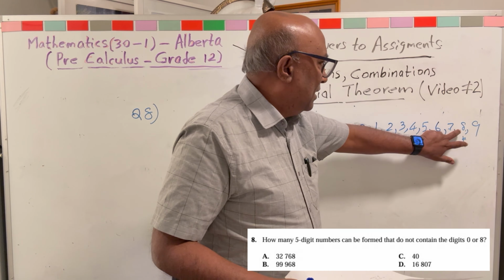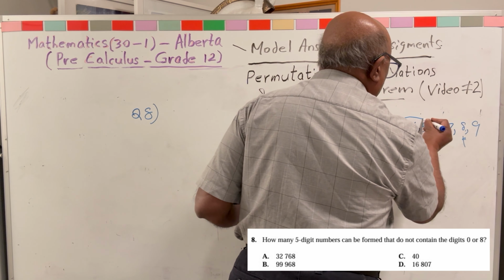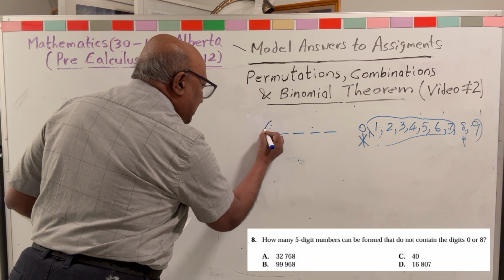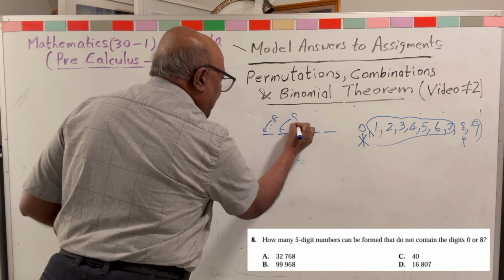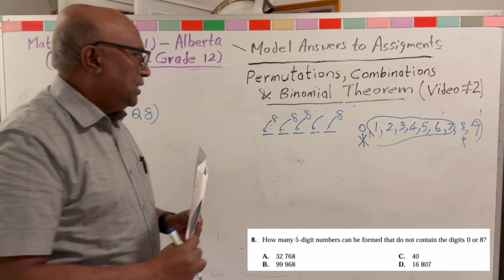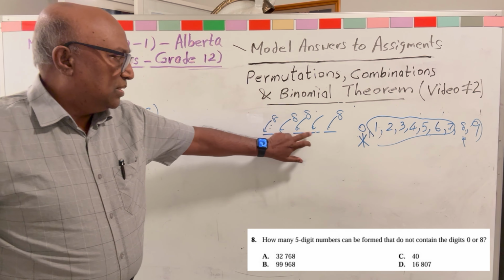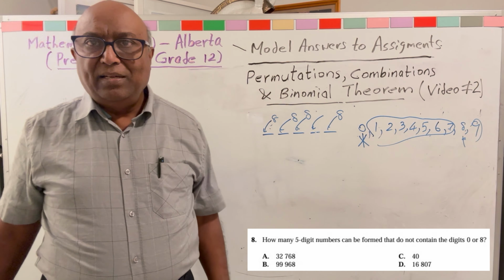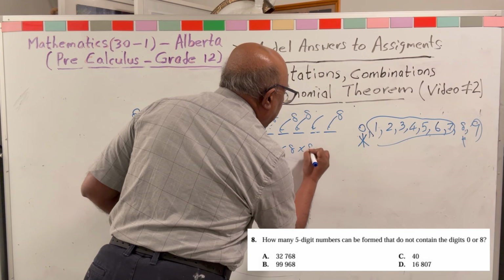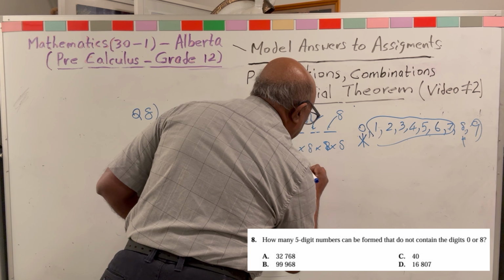Except 0 and 8, there are 8 numbers. These 8 numbers, we can repeat. That means there are 8 ways of filling this space, 8 ways of filling this one, this one, this one. Here also we can apply the fundamental counting principle. The answer is 8 times 8 times 8, 5 times. Answer is 8 to the power of 5.